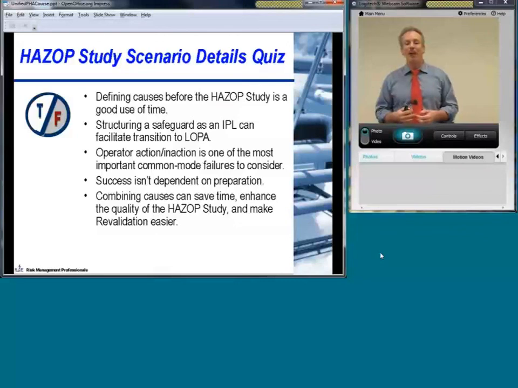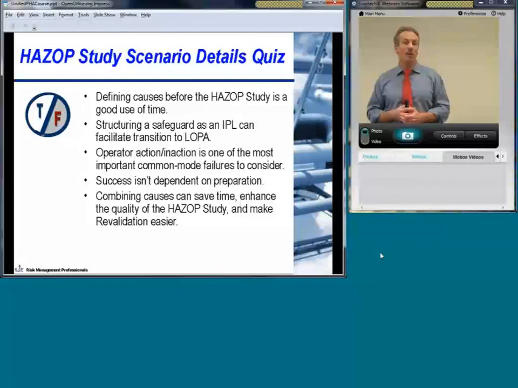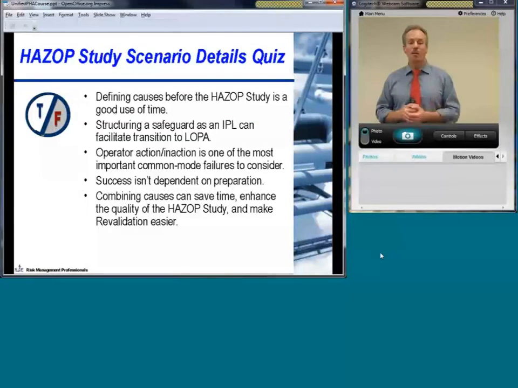Operator action or inaction is one of the most important common mode failures to consider. Absolutely true. That can be a root cause, whether it be an indirect cause, such as somebody maintaining a piece of equipment, or directly causing a problem in the plant. That's something that needs to be considered during a HAZOP study, and it's a potentially critical common mode failure that needs to be addressed very clearly as part of the HAZOP study. That's why we spent some time on human factors.